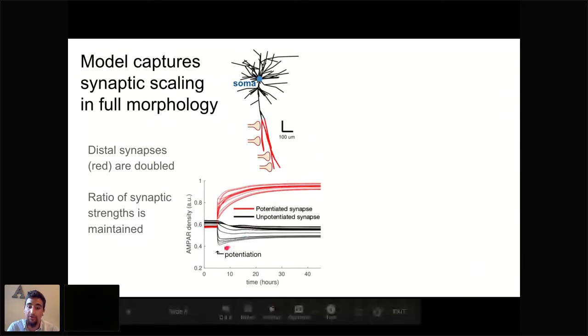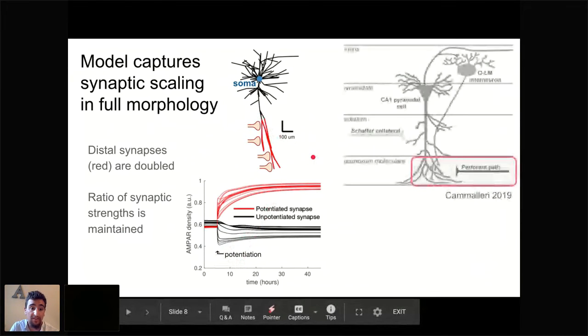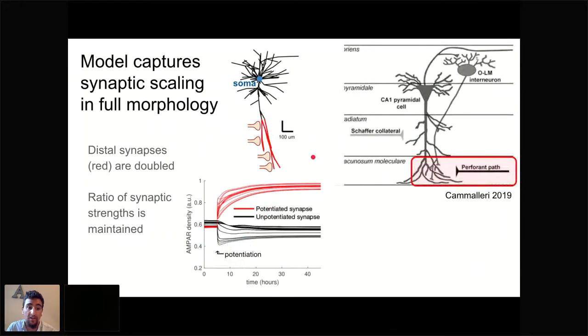5 hours into the time course, we're going to simulate synaptic potentiation in the distal synapse. These red compartments here are being potentiated. In real brain anatomy, this might replicate the perforant pathway, which runs from the entorhinal cortex layer 2 to the apical dendrites of the CA1 hippocampus. And again, at 5 hours, the synapses in red experience a doubling of synaptic strength. The red compartments are undergoing LTP.